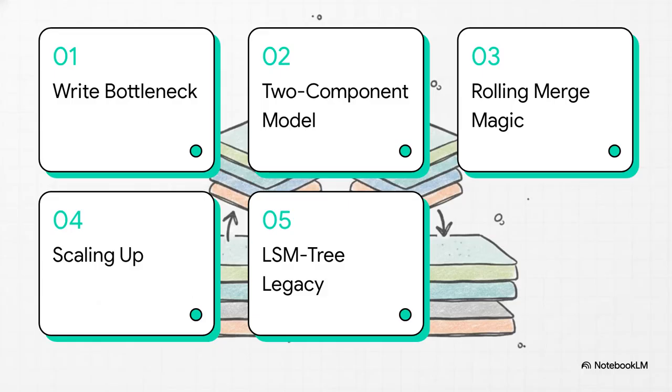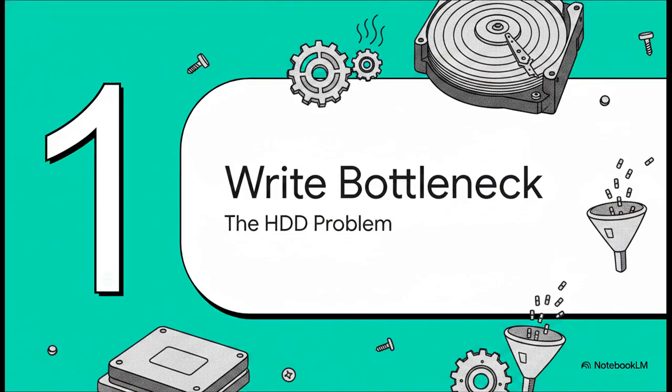First, the random write bottleneck. Second, the two-component model. Third, the rolling merge magic. Fourth, scaling up the system. And finally, number 5, the LSM-Tree legacy. Let's get into it. Starting with Section 1, the random write bottleneck.